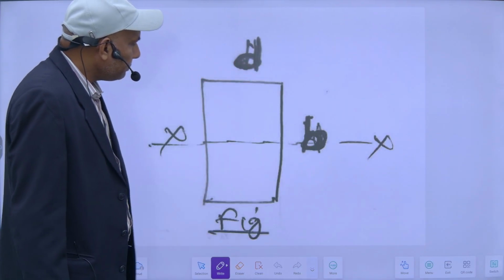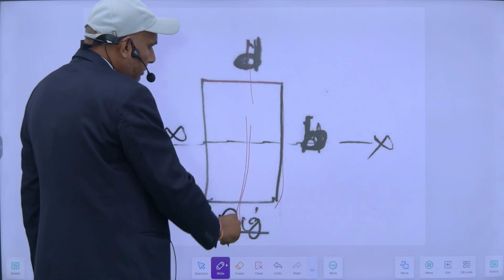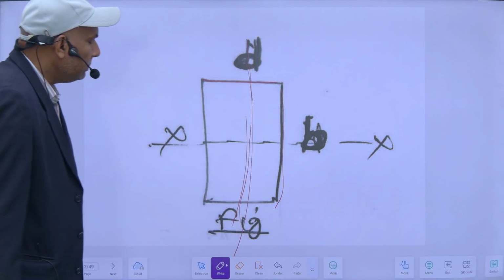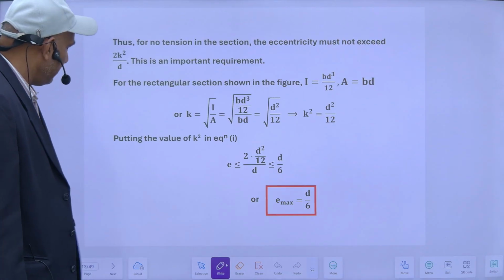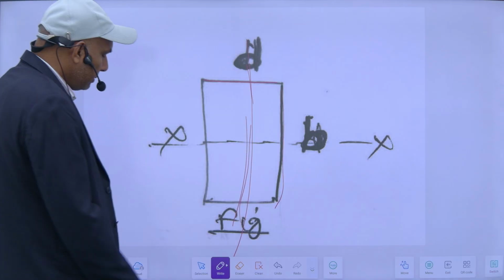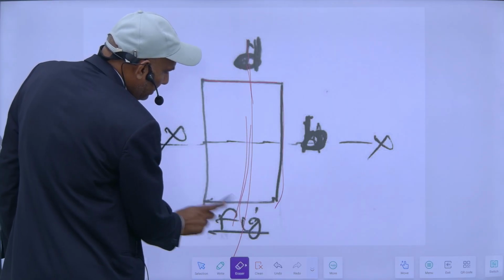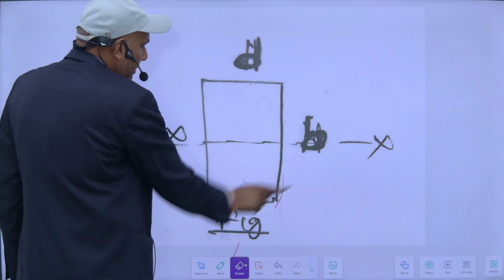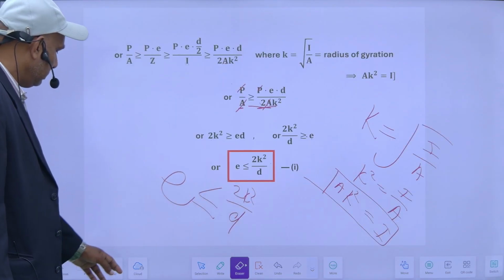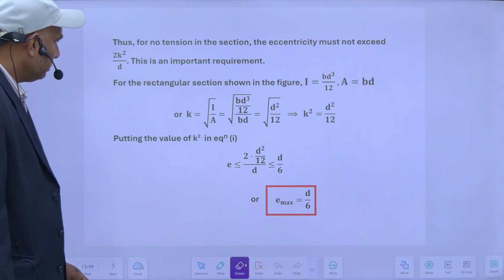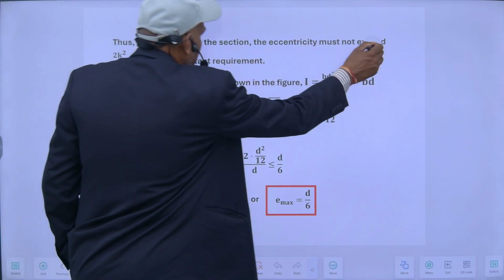Suppose this is D, this is B, so this is the axis. It will be a rectangular section. In case of a rectangular section, for no tension to develop in the section, the eccentricity must not exceed this limit.